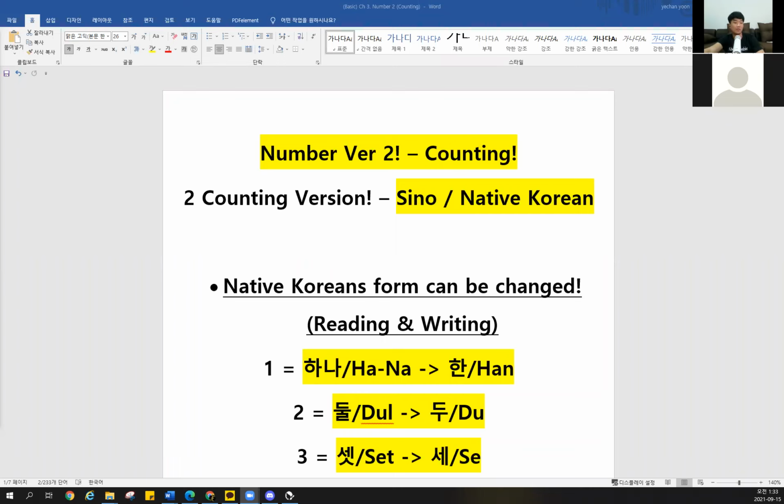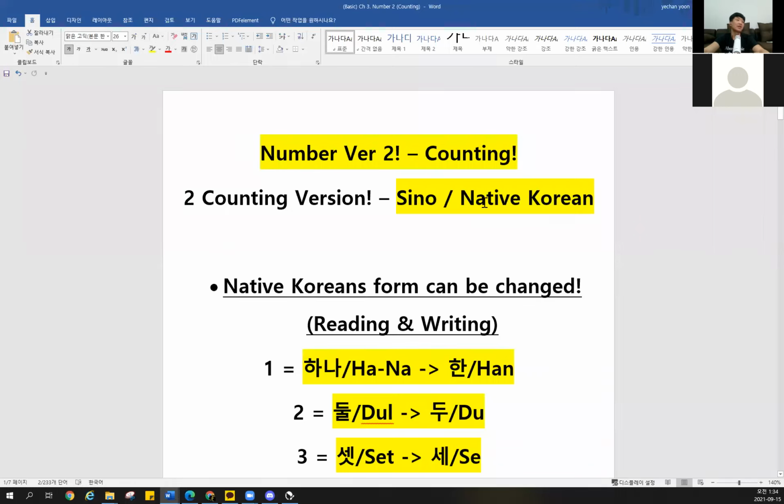So, as I told you before, please make sure to prepare some notes, and we're going to learn how to count in Korean. In the previous class, we already learned that we have two different counting versions: Sino, based on the Korean-Chinese pronunciation, and native Korean. The Sino version was 1, 2, 3, 4, right? But the native Korean is 하나, 둘, 셋, 넷.